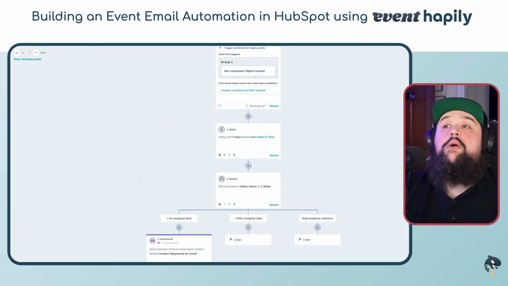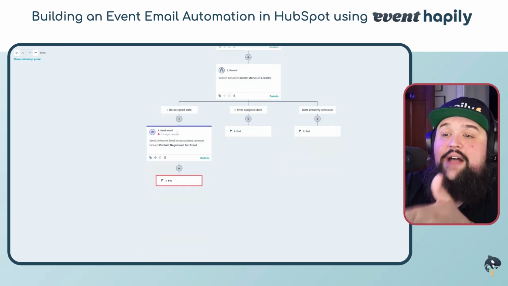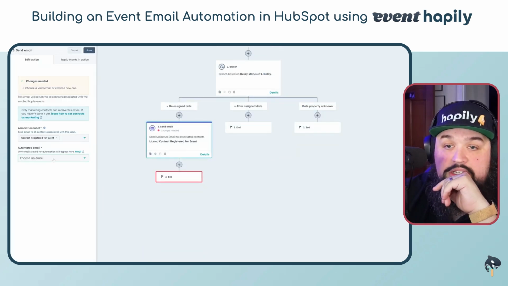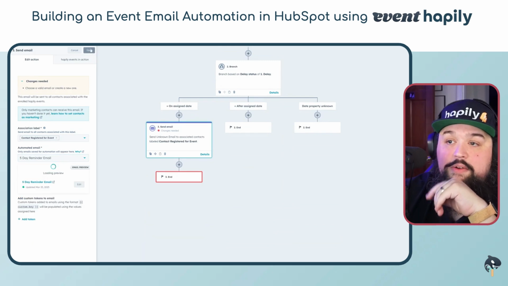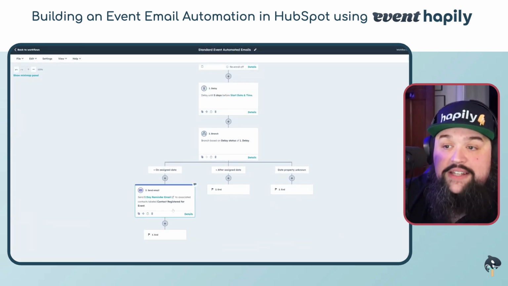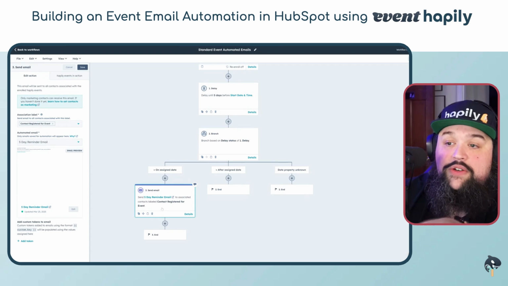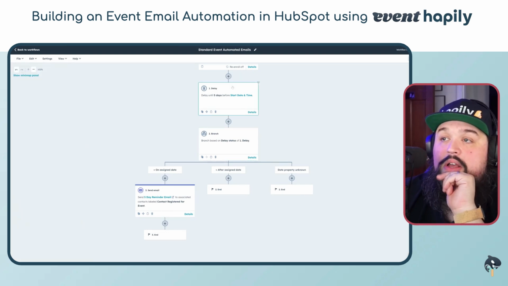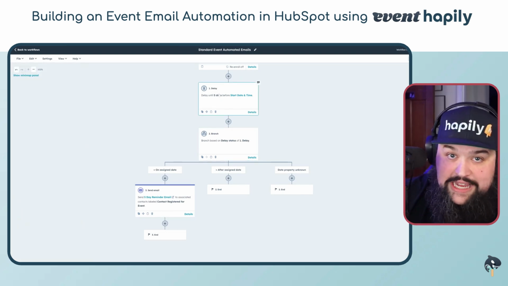All right. So this will send out this email to all contacts associated to the event. Oh, I still need to select it here. 5-day reminder email. Cool. This will send it out to any contacts associated to the event that have that contact registered for event label. Okay. And this is simply just going to send it out 5 days before the start date and time.